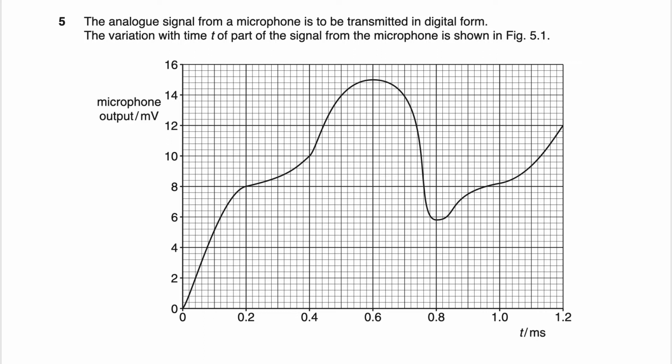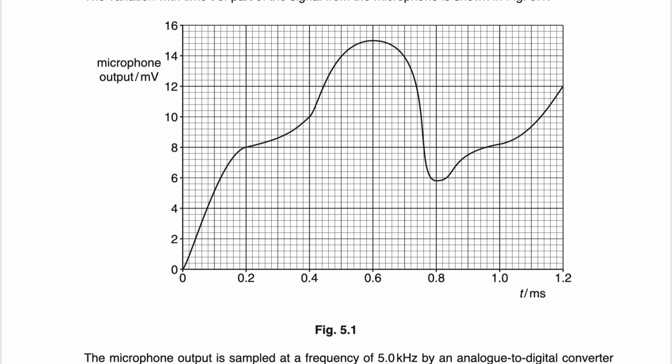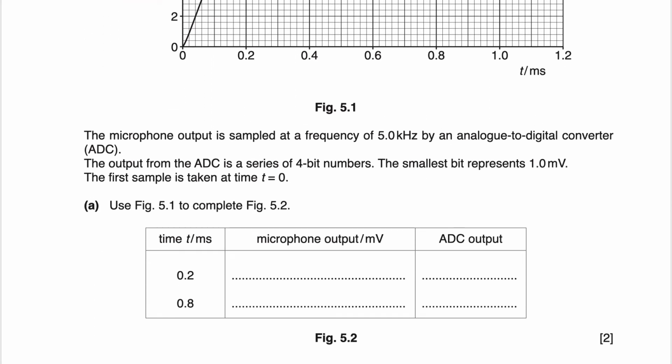Now what is the question that they are asking? The microphone output is sampled at a frequency of 5 kilohertz by an analog to digital converter, ADC. The output from the ADC is a series of 4 bits. So they are using 4 bits to store the information. The smallest bit represents 1.0 millivolt. The first sample is taken at t equal to 0 because we have to know when it started.